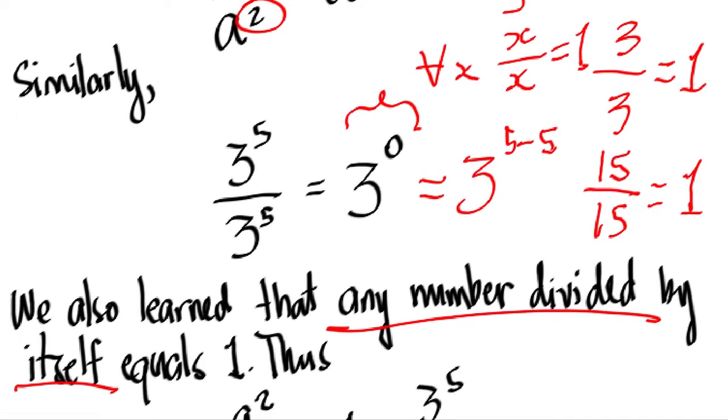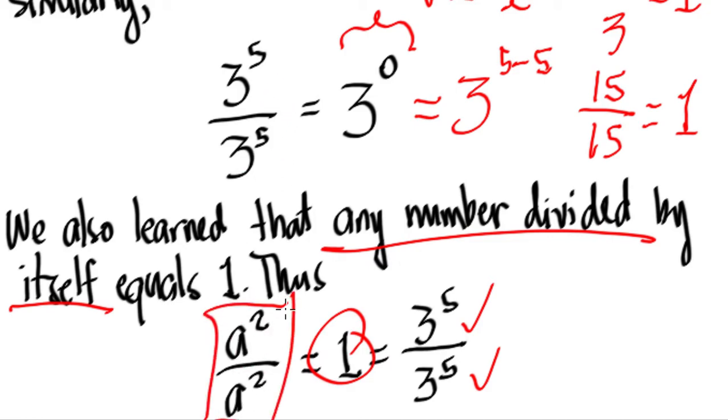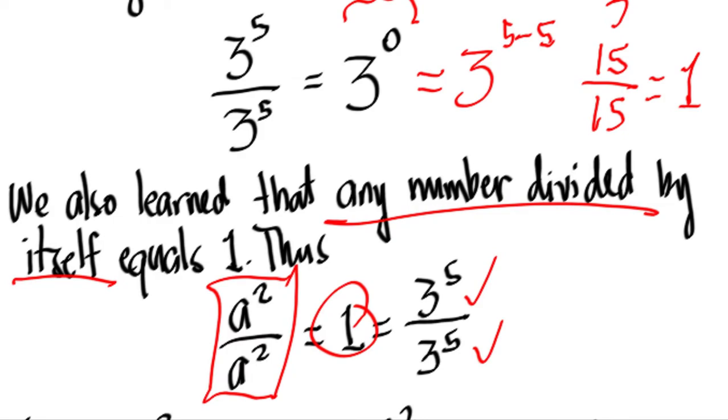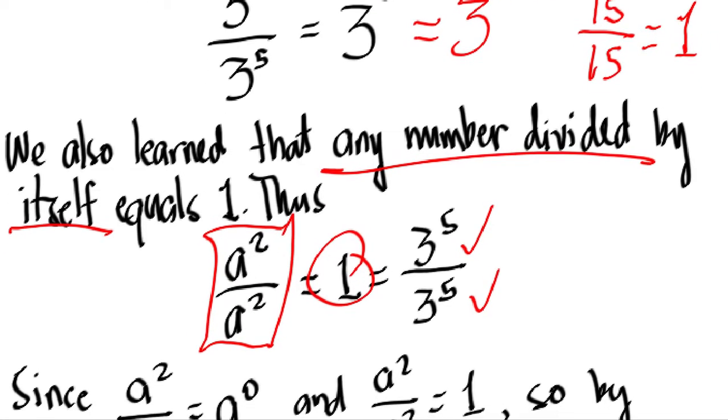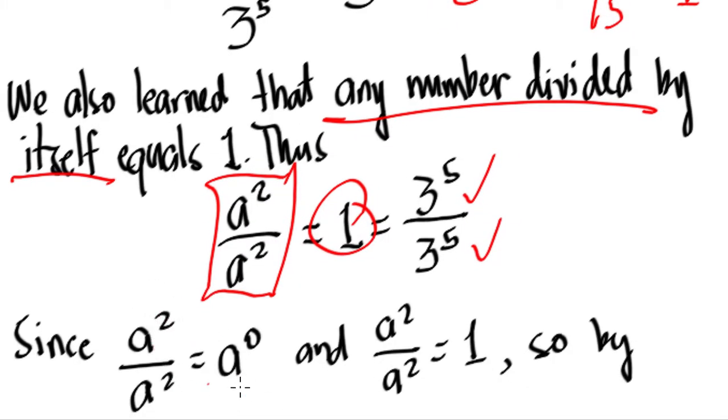Thus we can say that a squared over a squared is going to give us 1. Similarly, 3 raised to 5 over 3 raised to 5 is going to give us also 1. I will be using this example, a squared divided by a squared. Since we have established by the second law of exponents that a squared over a squared is going to give us a raised to 0, and a squared over a squared is also equal to 1.